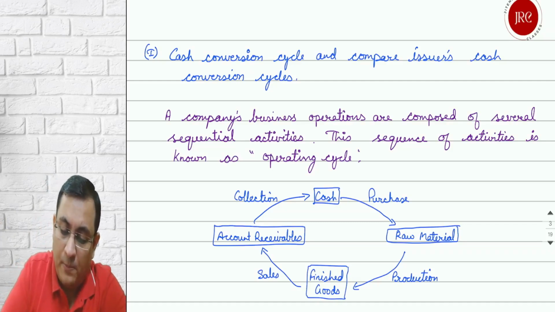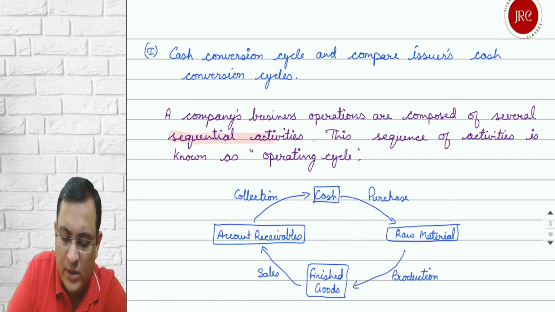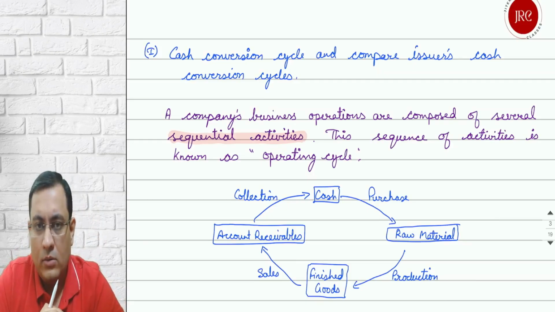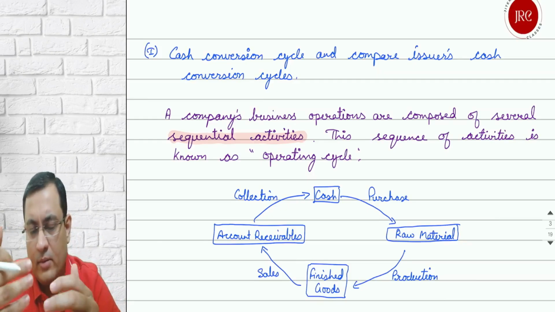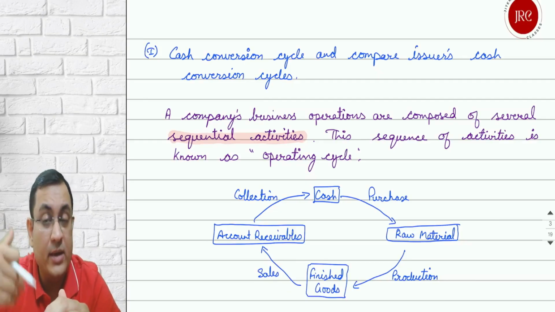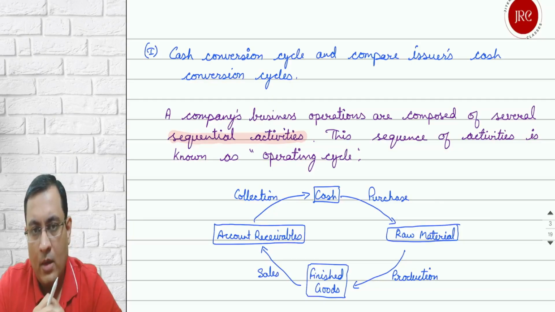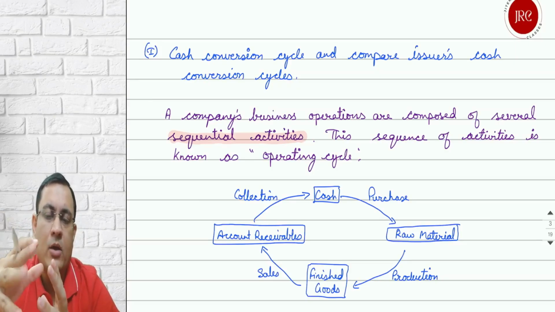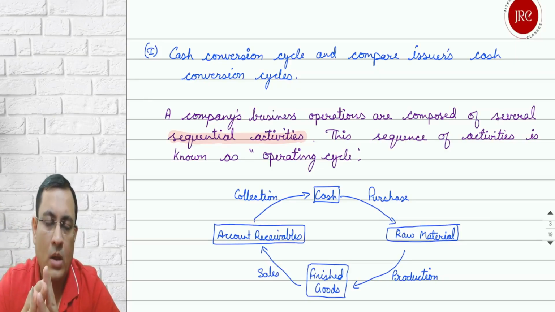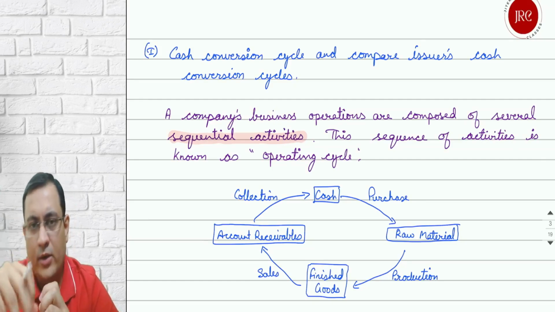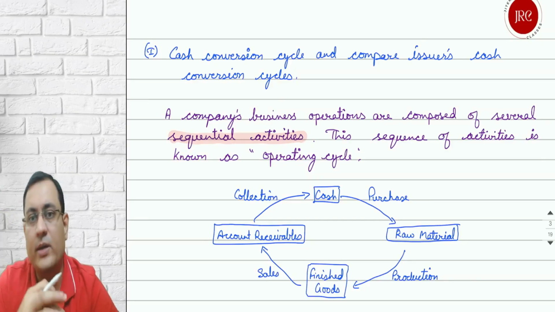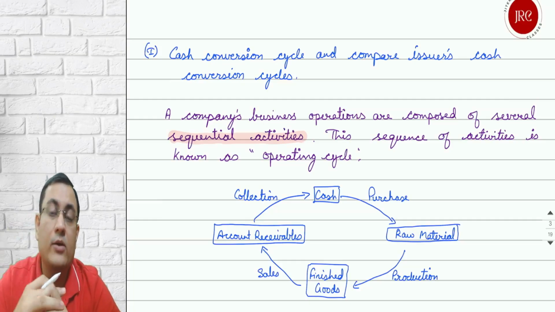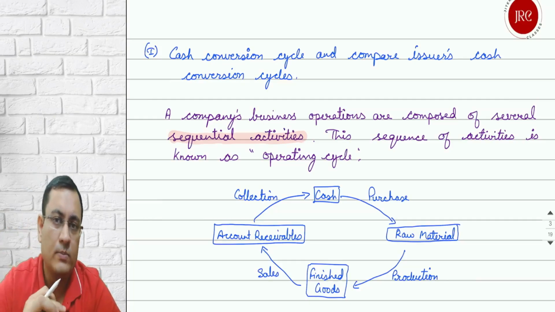A company's business operations are composed of several sequential activities. So every company is going to perform various activities in a sequence. What are these activities? Number one, they will start with cash, and this cash will be used for making purchases of raw material. This raw material will be introduced in the production process, the second activity. So the first activity is purchases, second is the production process. This raw material will be introduced in the production process for conversion into finished goods.